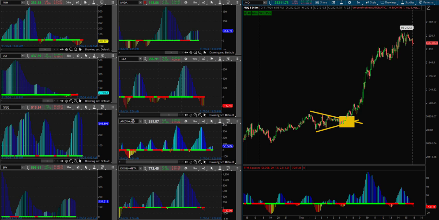This is where we do the composites. See that? All right, you get it. You're getting it. Now Tesla was going into a squeeze. NVIDIA came out of the squeeze. So look at this. Watch this.